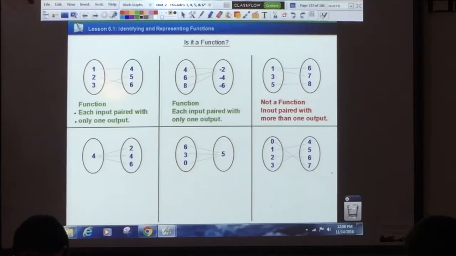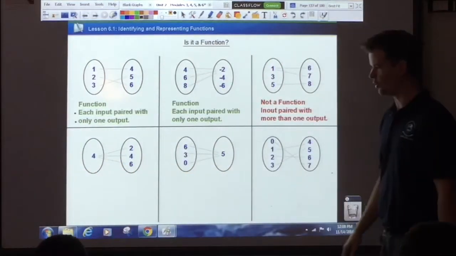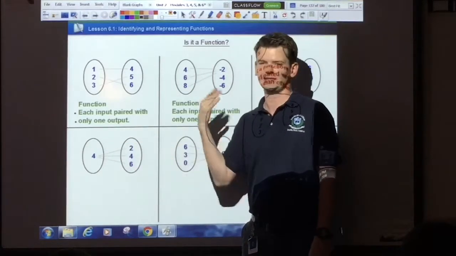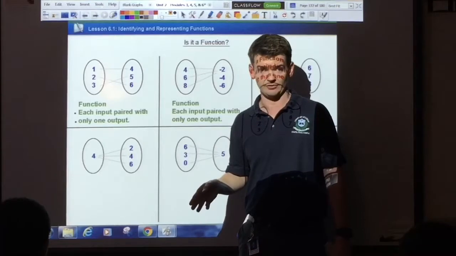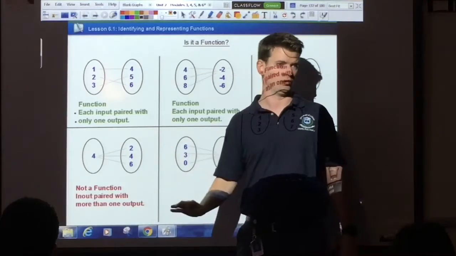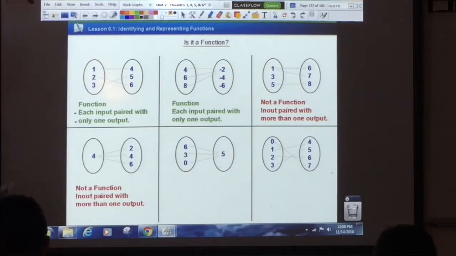All right, Lexi. Is that a function? No, because the only input, 4, is paired with multiple outputs. That's a no, baby. Can't have it. No means no.